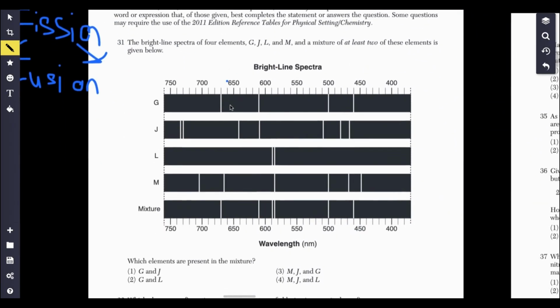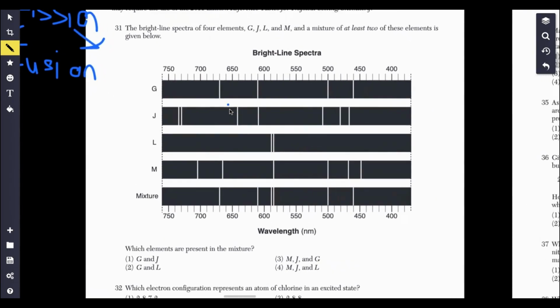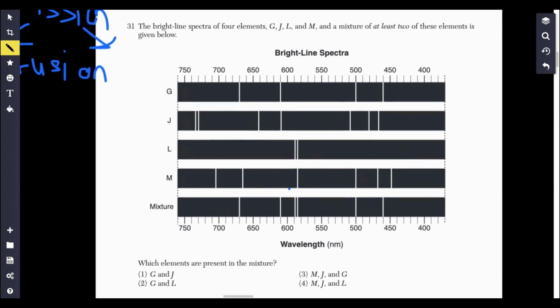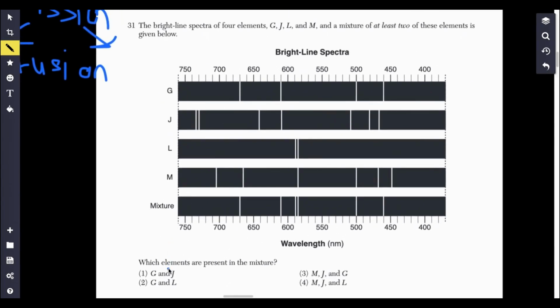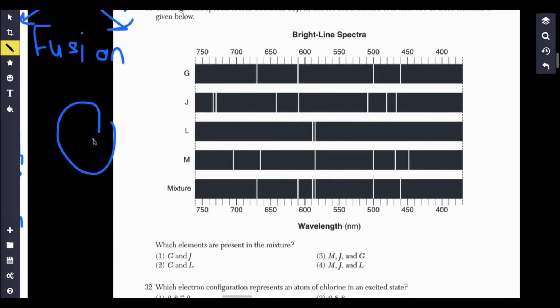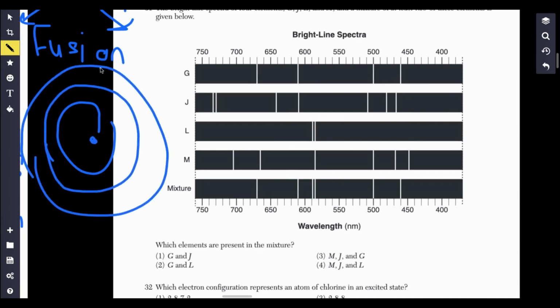All right. Bright light spectra of a mixture of at least two elements is shown below. Which elements are present in the mixture? What you have to know is that each element has its own unique bright-line spectra. This spectra is produced from, remember, a nucleus with electron shells around it. When an electron goes from a higher shell to a lower shell, it releases energy as light.